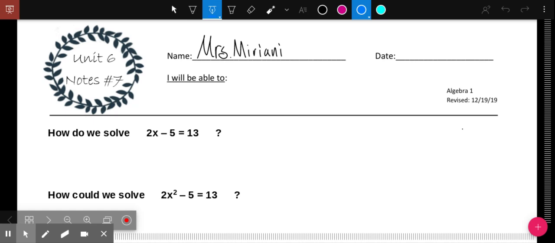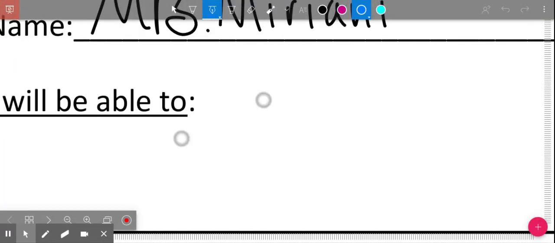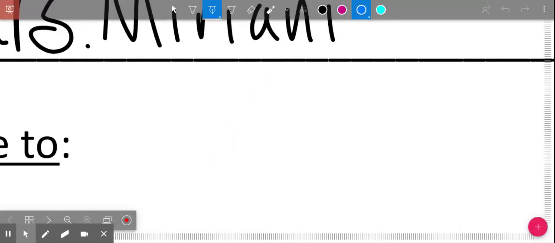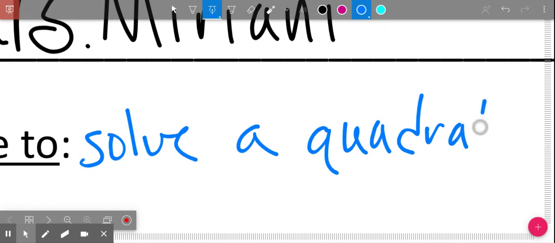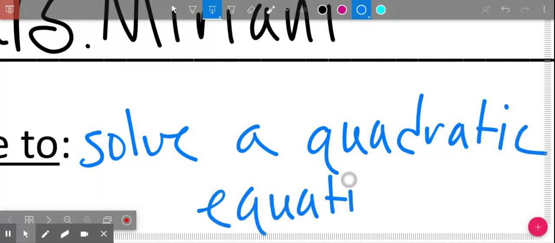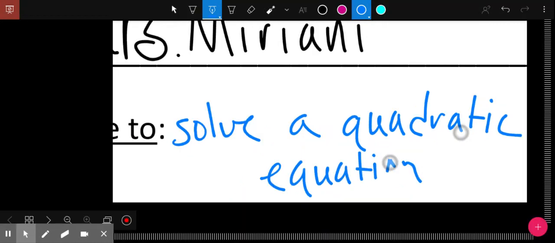Alrighty, so today we're going to be looking at Unit 6, Notes number 7. Our goal today is that you will be able to solve a quadratic equation. So we're going to be looking at some of those that we started off with at the very beginning of the year, where we just have to solve for the x. We're going to look at a few of those today and something a little bit different, just to make sure we're solid on those before we move on. Some of this is going to feel like a little bit of review, which is okay.